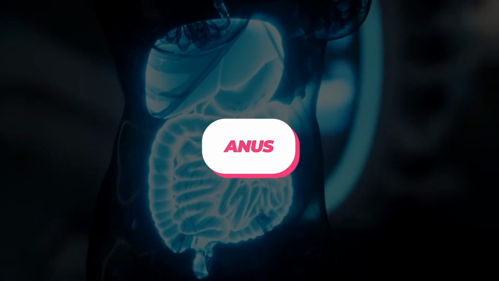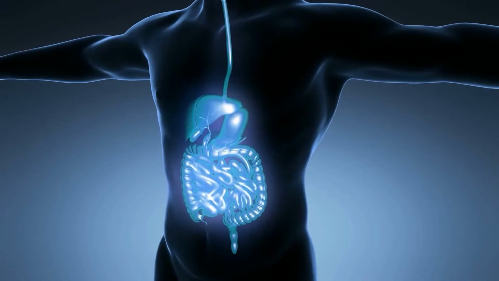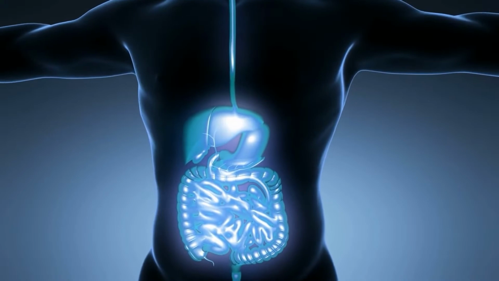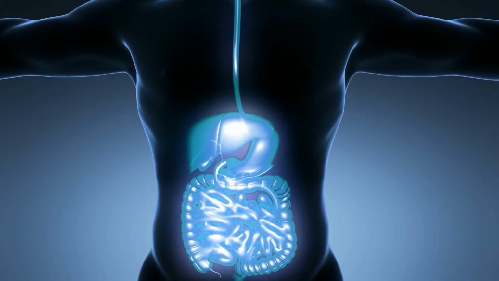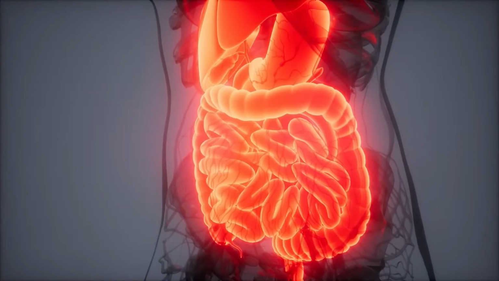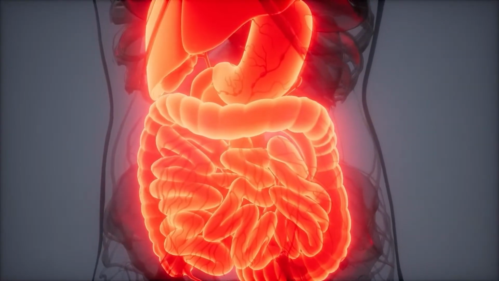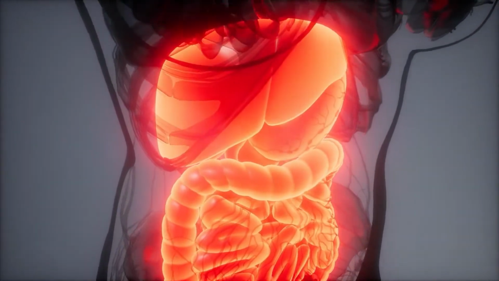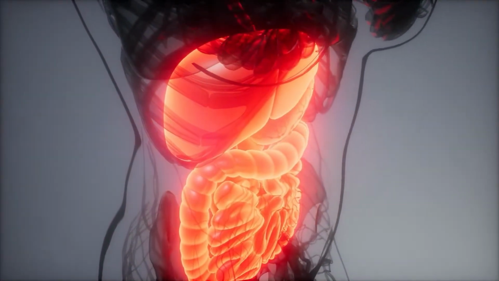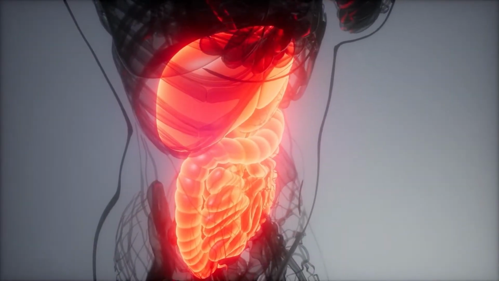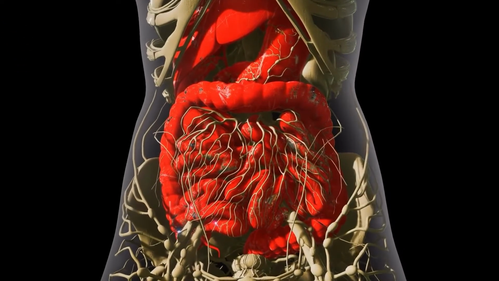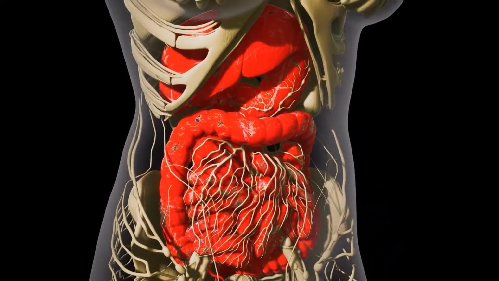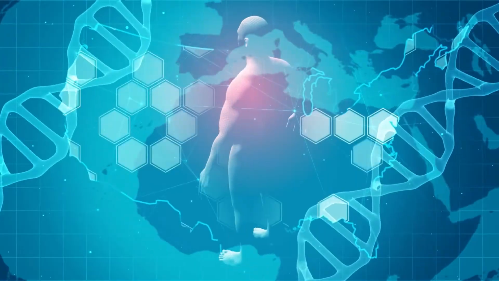Anus. The anus is the opening at the end of the digestive tract through which feces are eliminated from the body. It is made up of several muscles, including the external and internal anal sphincters, which control the release of feces. The external anal sphincter is under conscious control, while the internal anal sphincter is controlled by the autonomic nervous system. The anus also has a rich blood supply, which helps to protect against injury and infection. It is important to note that the anus is also a sensitive organ, as it contains a large number of nerve endings.